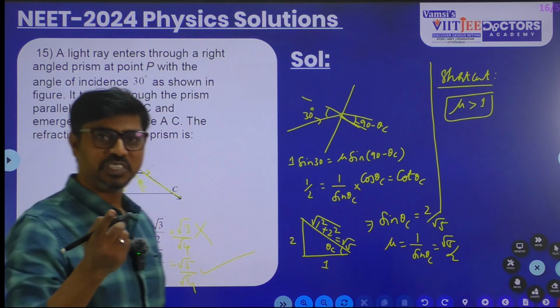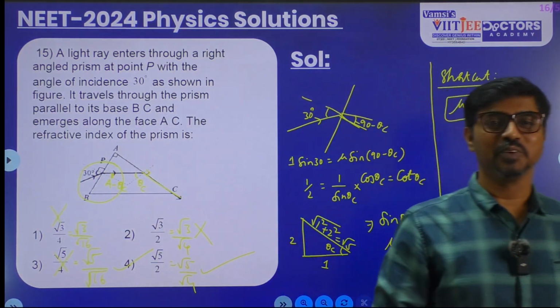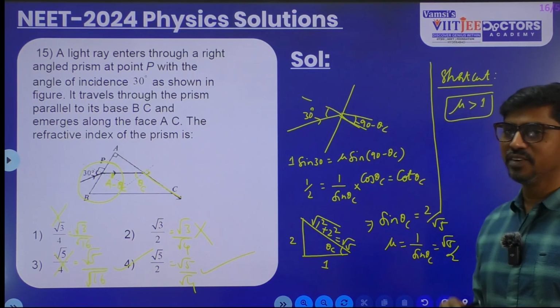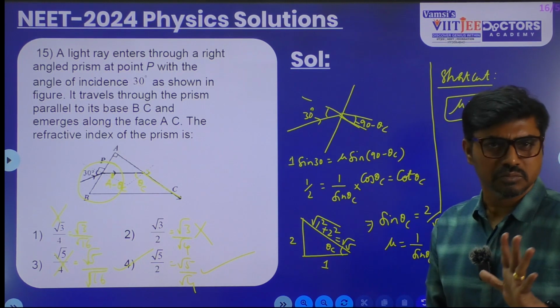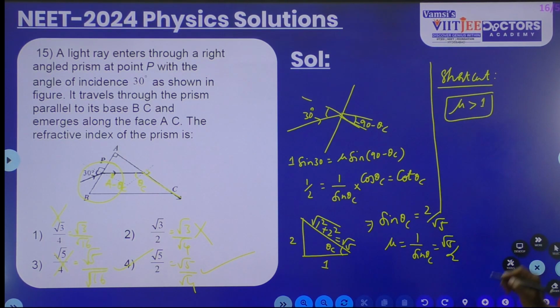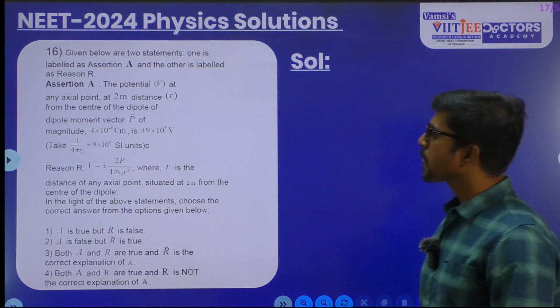Only one option is there which is more than 1. Though the question is tough, the option is very simple to identify. So if the students were smart enough, they could do it in less than 10-15 seconds. But otherwise, they'll struggle a lot to solve this question. Okay, let's go to the next question.